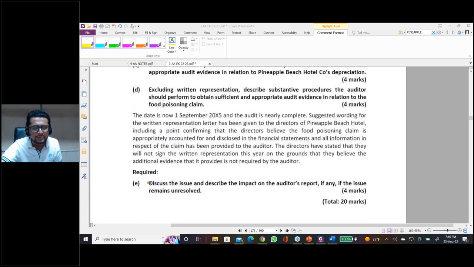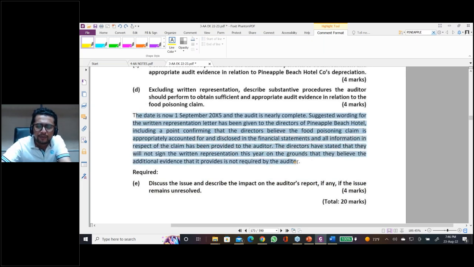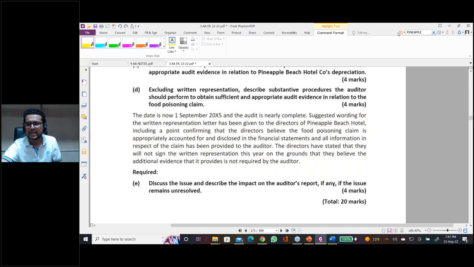Now check out this part E. Discuss the issue and describe the impact on the audit report. Again, if the issue remains unresolved, 4 marks. Normally there are 5, but over here 4 marks. Now you have to read this story by yourself and then develop the answer by yourself. It's up to you now. Read it, please.